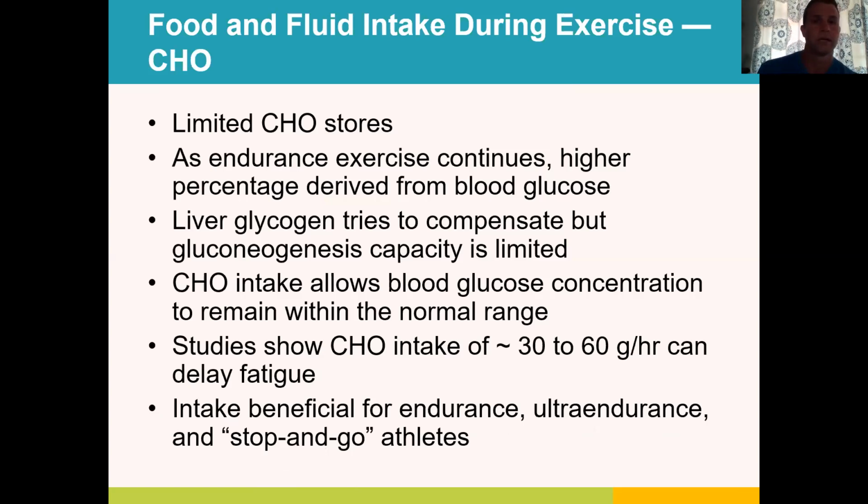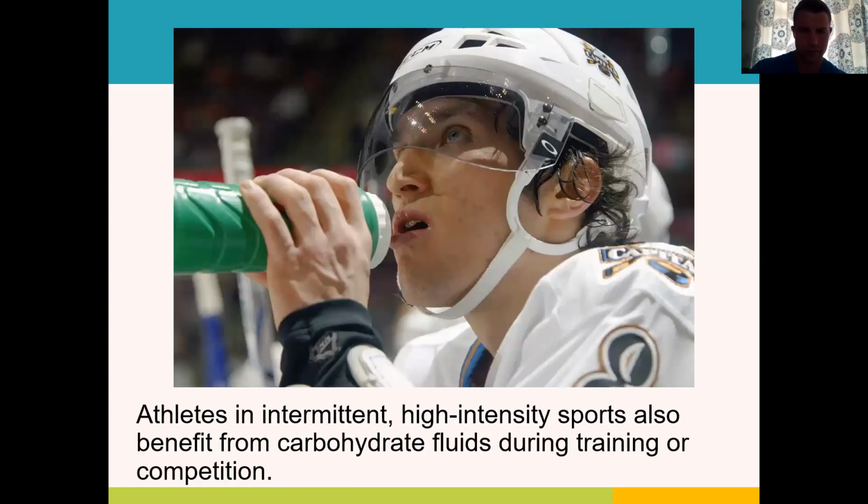Food and fluid intake during exercise. With limited carbohydrate stores as endurance exercise continues, a higher percentage of energy is derived from blood glucose. Liver glycogen tries to compensate, but gluconeogenesis capacity is limited. Carb intake allows blood glucose concentrations to remain within normal ranges, and studies show carb intake of about 30 to 60 grams an hour can delay fatigue. It depends on the person what they can get in. Intake is beneficial for endurance, ultra-endurance, and stop-and-go athletes. Athletes in intermittent high-intensity sports also benefit from carb fluids during training or competition.